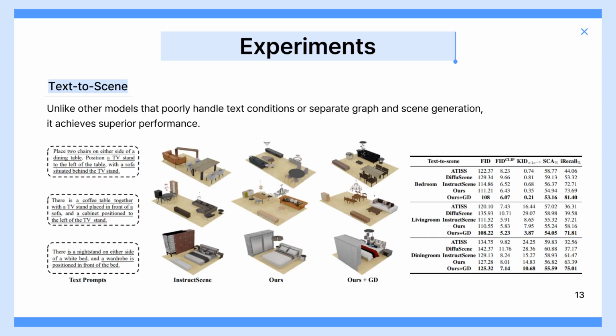In the text-to-scene experiments, FreeScene demonstrates clearly superior performance compared to previous models. Earlier methods often failed to interpret text accurately or suffered because the graph generation and scene generation modules were separate. FreeScene avoids these issues by converting text into a graph first, and then generating the scene from that graph. This leads to both higher quality and stronger controllability.